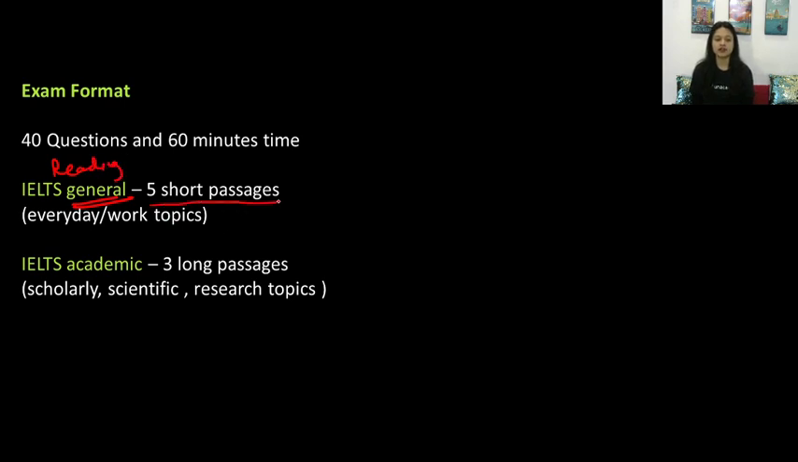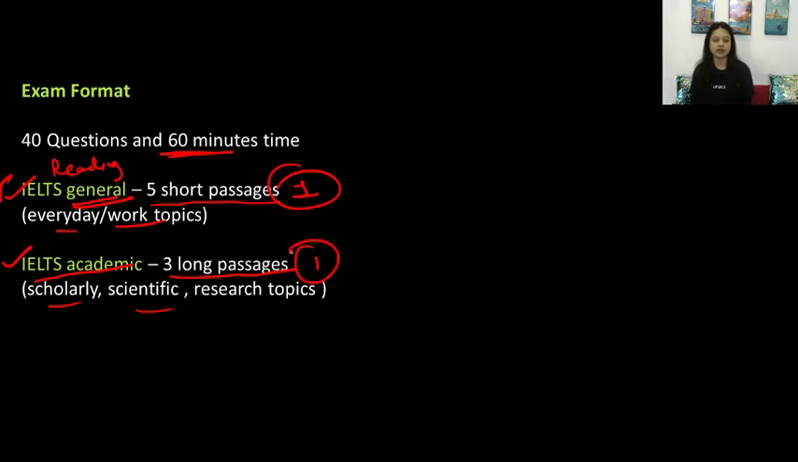You will have 5 short passages on the topics of work, everyday life, and social topics. In the academic exam, you will have 3 long passages on technical, studies-related, or research-related topics. So academic topics, 3 long passages. General training exam, social topics, 5 short passages. Total time in both exams is 60 minutes, 1 hour to do 5 short passages. There are more of them, but they're short and easy.